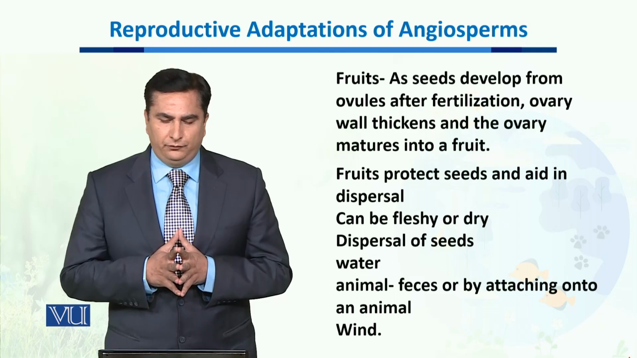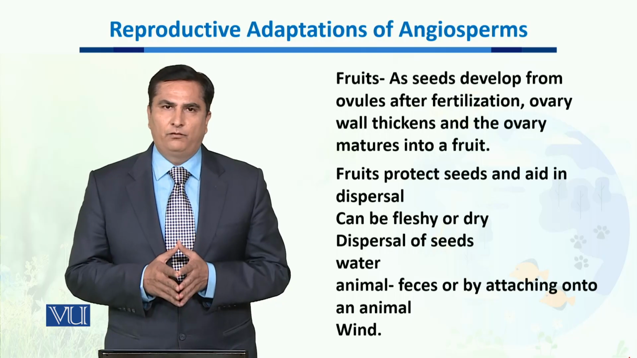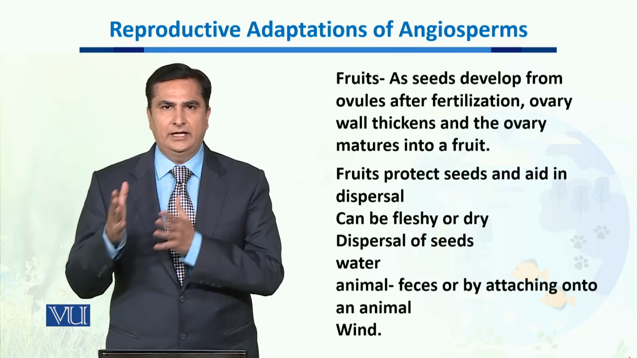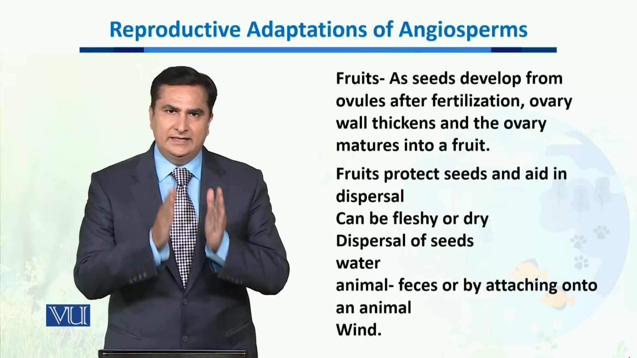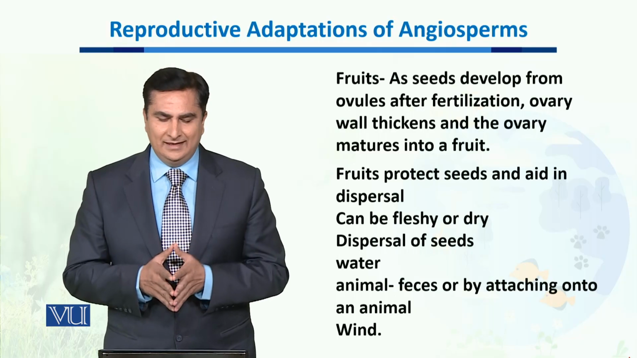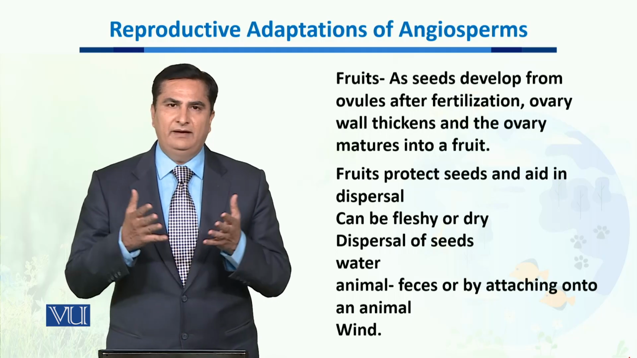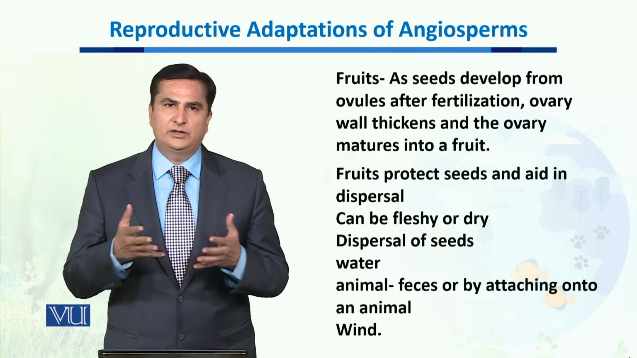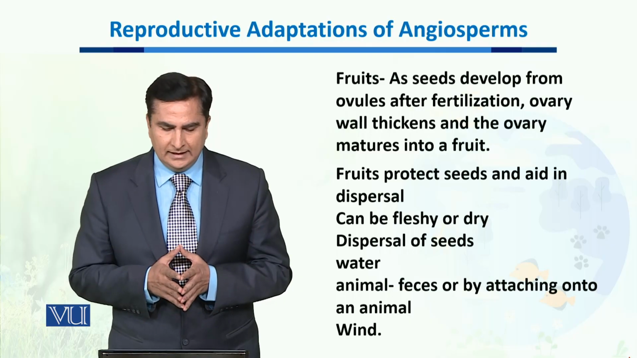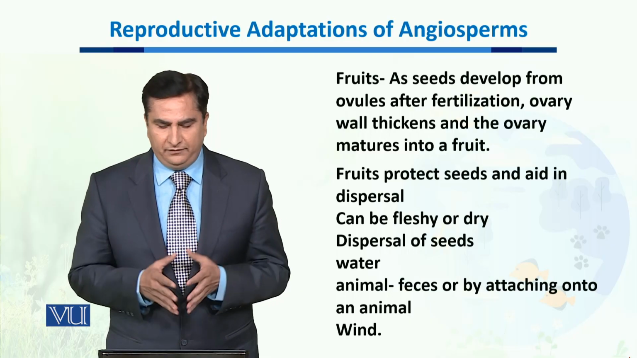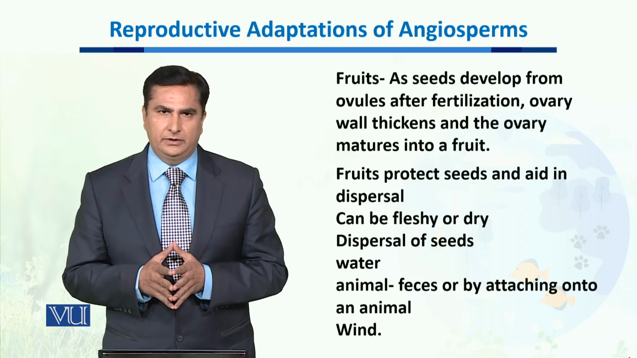When we talk about the fruits, as seed develops from ovules after fertilization, the ovary wall thickens and the ovary matures into a fruit, which is a very important aspect of the adaptations of these angiosperms. These fruits protect seeds and aid in their dispersal. They could be fleshy or dry, and dispersal of seeds can also take place through water, just like the coconut fruit, and it can also happen through animal feces or by attaching onto different animals, and seeds can also disperse through winds.